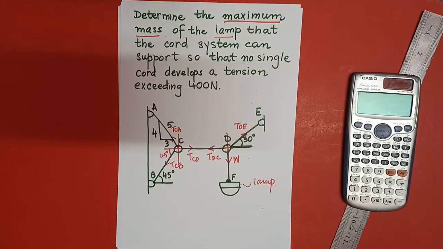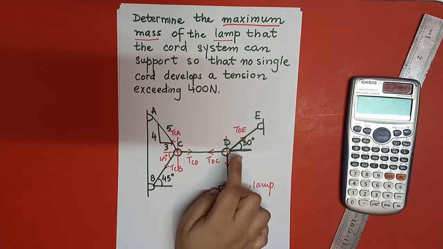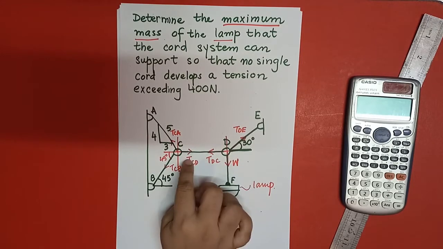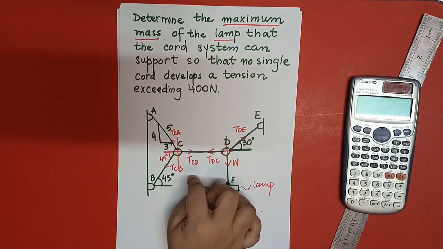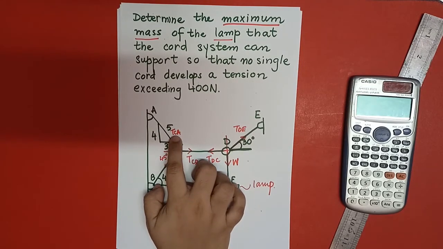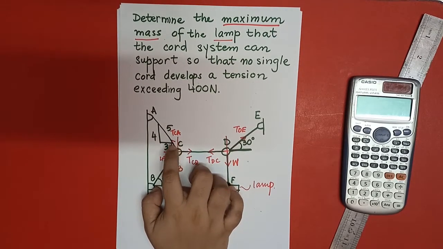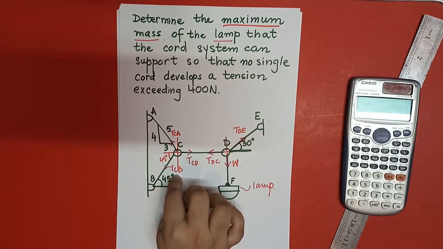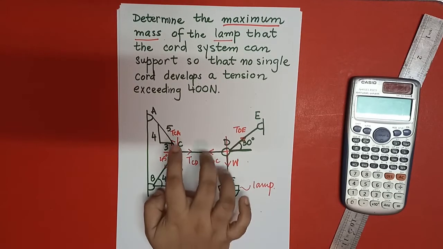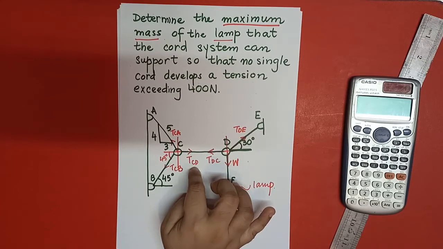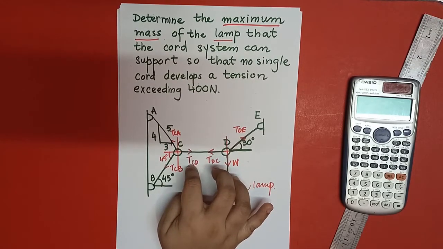So what I have to do next: which point should I select first, point C or point D? I have to decide on the basis of the number of forces. Look at point C, how many forces are there? If I resolve this tension into its two components, there will be two unknown forces here. TCB will also resolve into its components, so there will be four unknown forces, and with the other tension, five unknown forces.